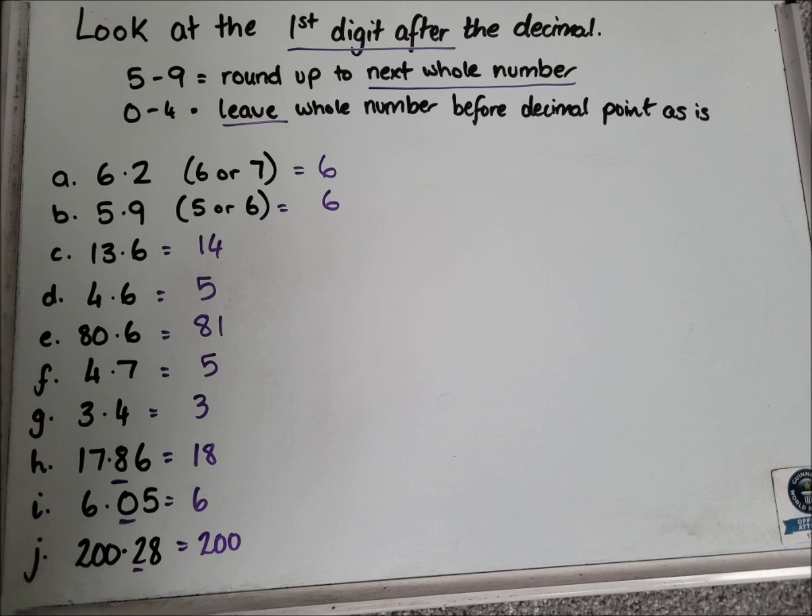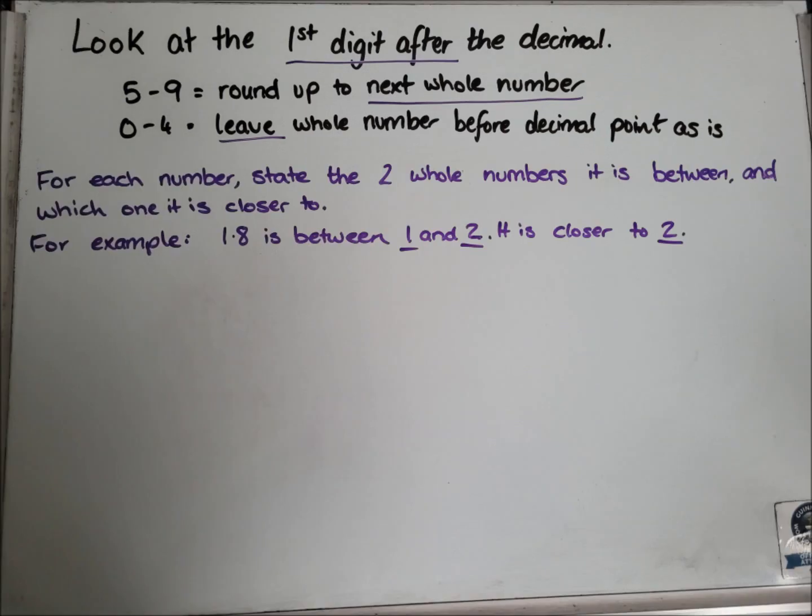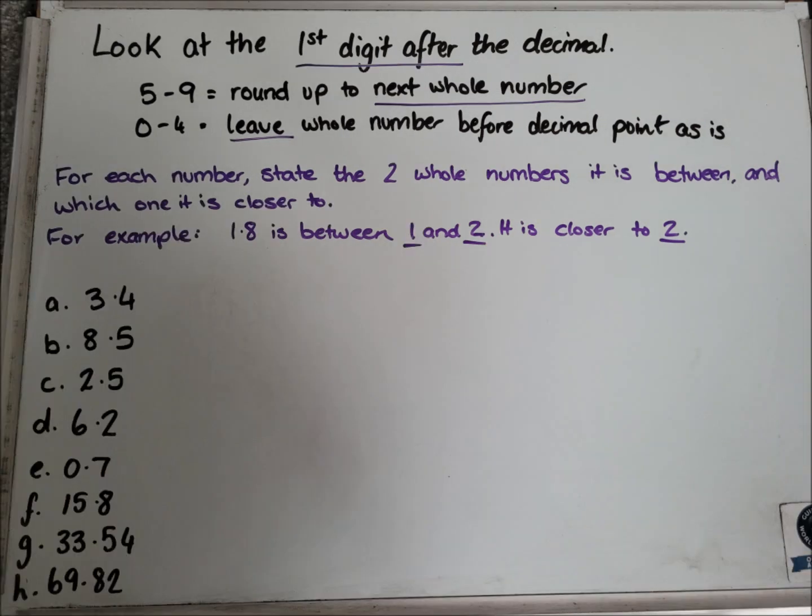Let's have a look at the next example. So for this activity, for each number, state the two whole numbers that the given number is between and which one it is closer to. So for example, if it was 8.1, it is between 8 and 9, but it is closer to 8. So we have got some examples for us to work through here. So 3.4 is the first one, so you've got to tell me which two whole numbers it is between and then tell me which one it is closer to. So write just a short sentence for each one. Pause the video here and we'll get the answers in a wee second.